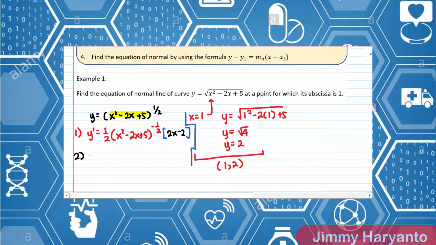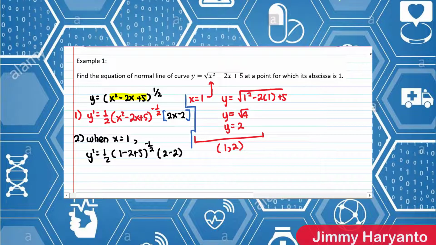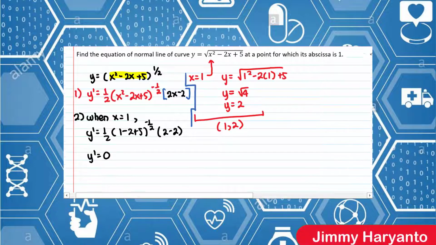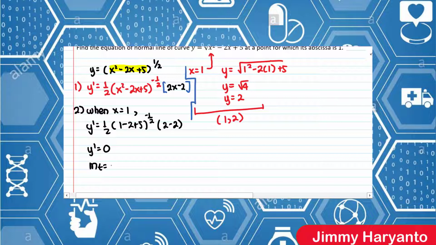Next is to find the gradient of the tangent. So the second step will be the gradient of the tangent. We will use the value of x. When x equals 1, the y prime will be half times 1 minus 2 plus 5, to the power of negative half, and then times 2 minus 2, so it's 0. Oh my god, wrong question guys, it cannot be 0. Never mind. So y prime equals 0, so the gradient of the tangent equals 0.